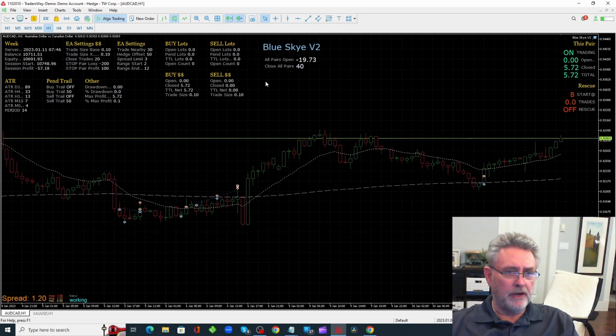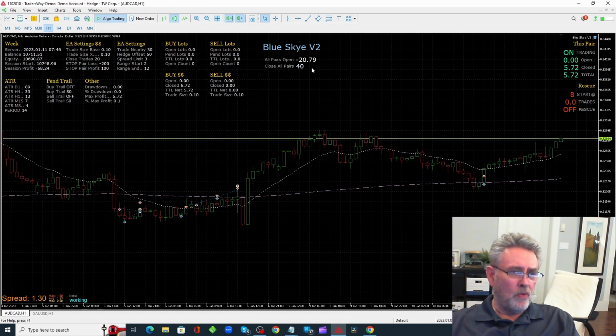So the biggest change is right here, this part right here, which is I've now written some code that is like a basket trading code. So what it does, it watches all of the pairs at the same time. And if all of the pairs open equals $40 profit, it will just close everything at that point and kind of reset and start over.